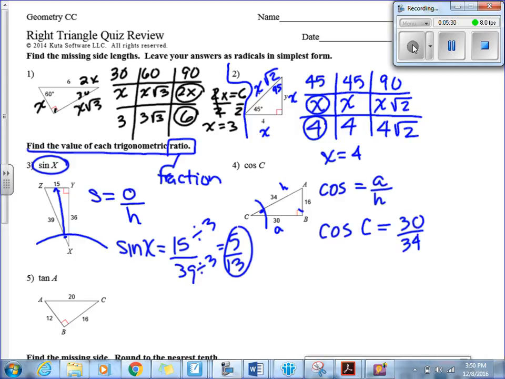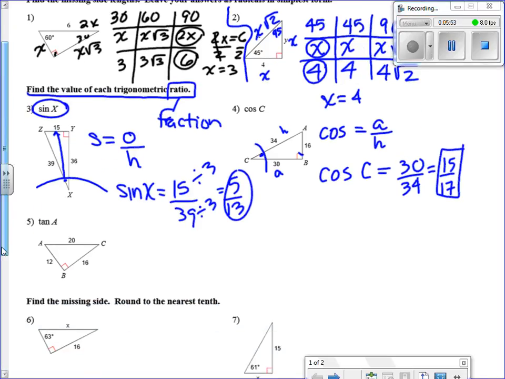Can I reduce that? Sure can. Now remember, if you're not good at reducing, you can always start by just dividing by 2's or dividing by 3's or whatever. So if I try dividing by 2's, then that would give me 15 over 17, which is my final answer. 17 is prime, so I can't break that down anymore.